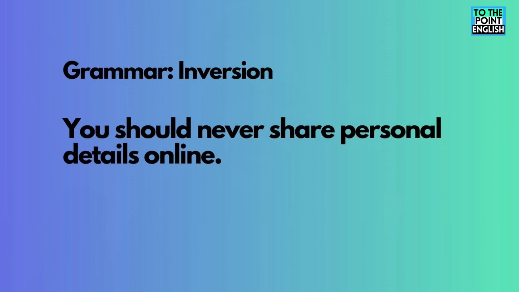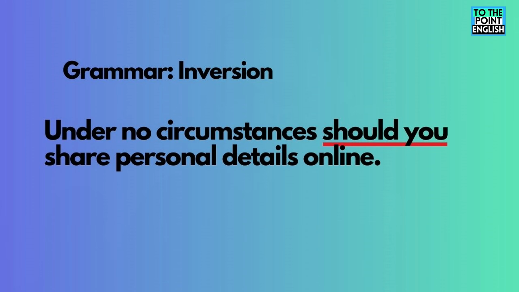So this is a basic sentence, it's just giving information, advice here. But we can use an adverbial phrase with inversion to make it, again, a more advanced sentence. So under no circumstances should you share personal details online. The should you structure here is inversion. And when we use under no circumstances at the beginning of a sentence, it is followed by the inversion structure.